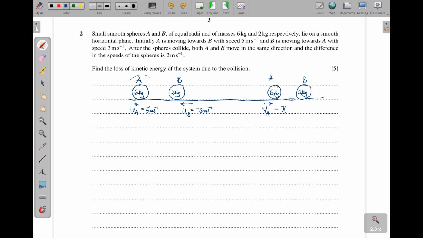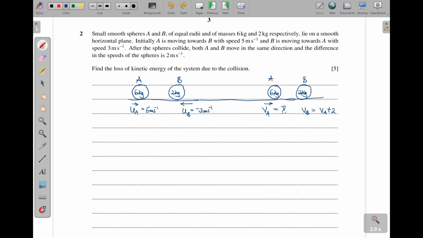Now, since A is heavier than B and it is the one which is going to knock B, that means B is going to move with a higher speed. Look at the heavy object knocking a smaller one. It is automatic that the smaller one is going to move with a higher speed. So if I have V of A, that means V of B is going to be equal to the V of A, then plus 2, because they said that the difference in the speeds is 2 meters per second.